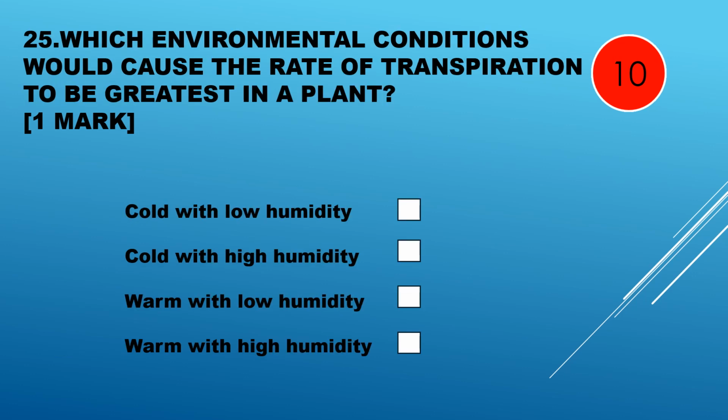Question 25. Which environmental conditions will cause the rate of transpiration to be the greatest in plants? Cold with low humidity, cold with high humidity, warm with low humidity, warm with high humidity. Warm with low humidity would cause transpiration to be greatest.